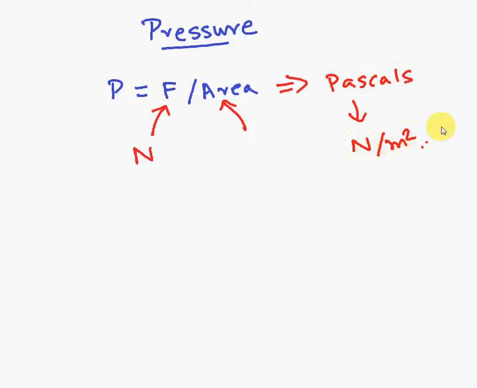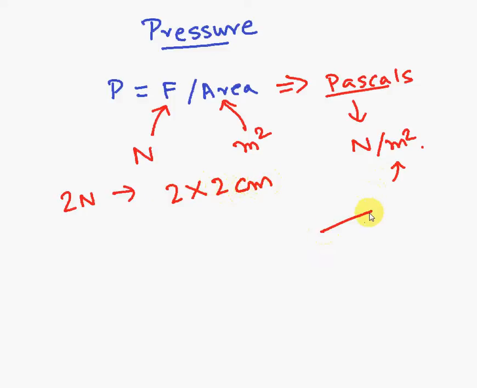So always remember in your problem, when you have area in, suppose, centimeters or millimeters square, you always have to convert it to meter square, otherwise you cannot use pascals. Pascals is only applicable when you have newton per meter square. For example, say you have a force of 2 newtons on an area of 2 by 2 centimeters. So basically you have a square where each side is 2 centimeters, right?